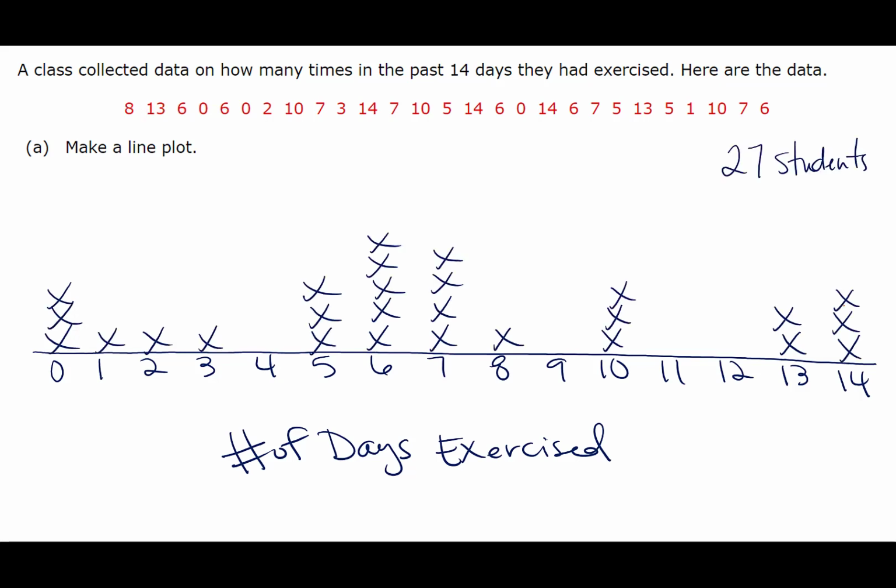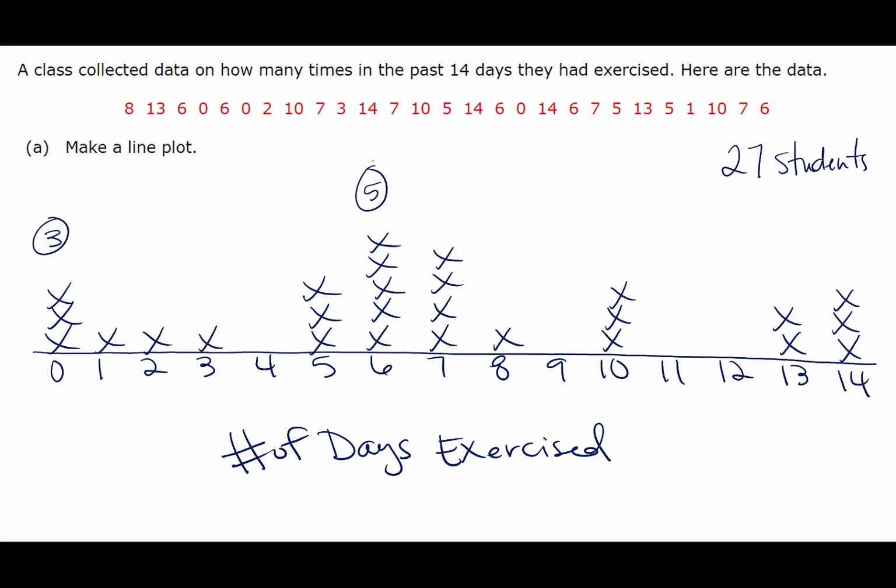Okay, and here is my line plot. I failed to mention this earlier, but I went ahead and counted the number of students. There was 27 students, and so that means you should have 27 X's on your line plot, or dots if you chose to use dots. If you had to read this, we could say, okay, there were 3 students who exercised 0 days, and then we could skip to students who exercised for 6 days. There was 5 students.